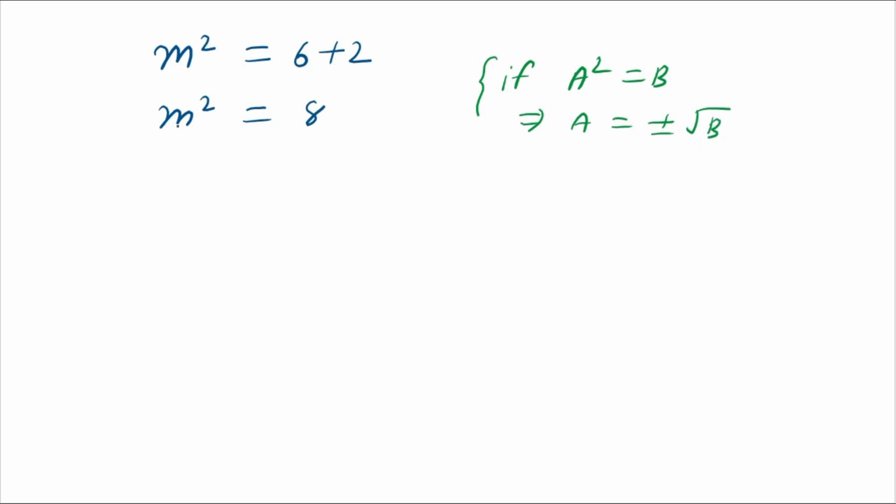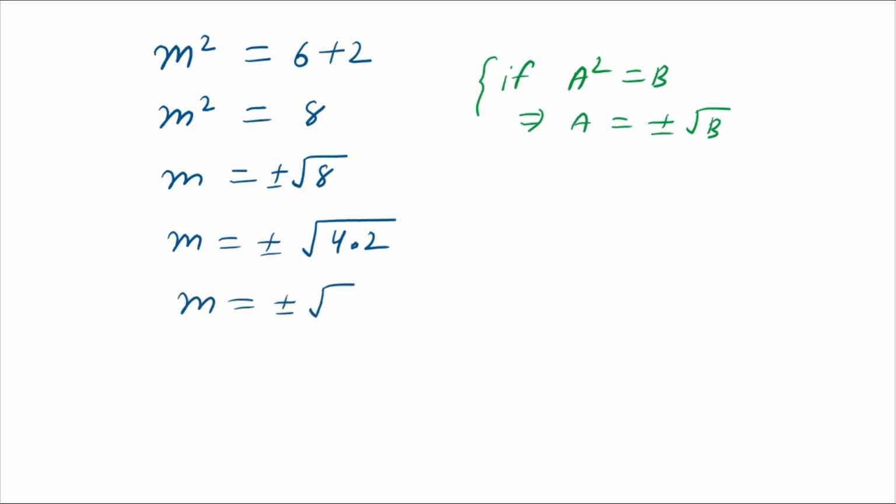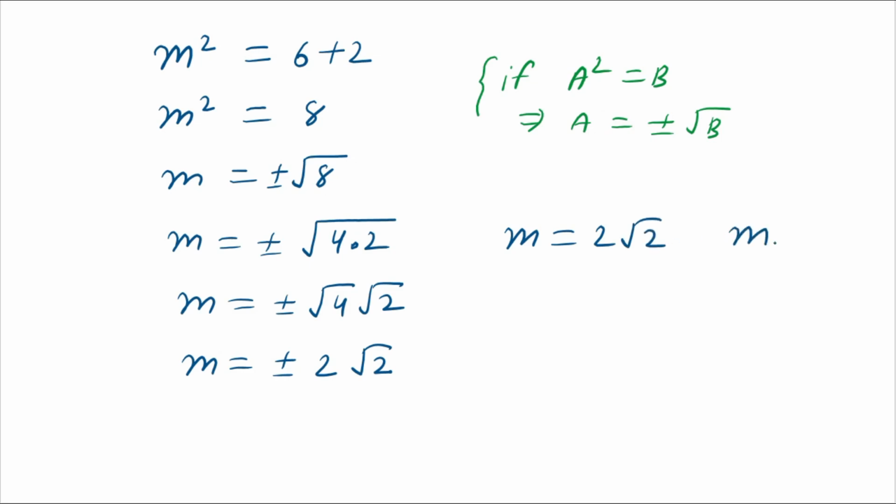If we apply this rule here, then m is equal to plus minus square root of 8. Square root of 8 is the same as square root of 4 times 2. Then m is equal to plus minus square root of 4 times square root of 2, which is plus minus 2 times square root of 2. We have two possible values of m. The first value of m is 2 times square root of 2 and the second value of m is minus 2 times square root of 2.